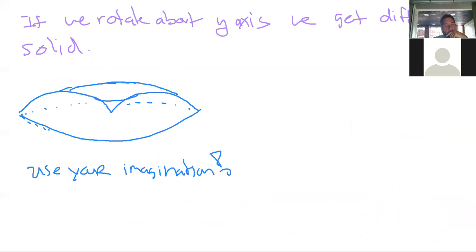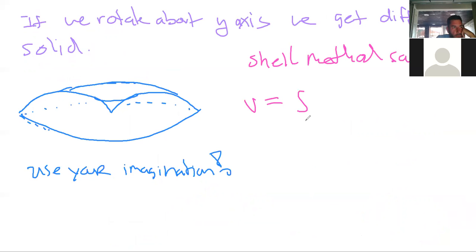So the shell method says that the volume is the integral from 0 to pi of 2 pi x times the function, which is sine of x.